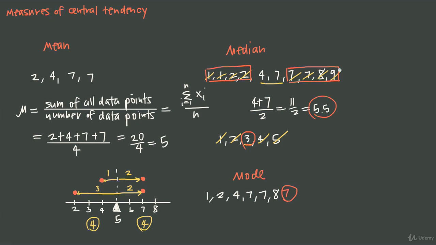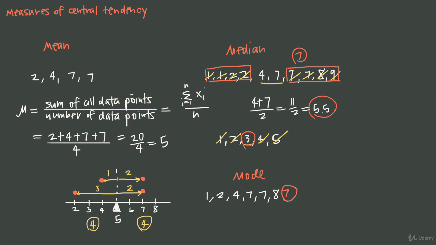In this data set up here that we used for the median, 1, 1, 2, 2, 4, 7, 7, 7, 8, 9, 7 would also be the mode of that data set because 7 occurs 3 times, whereas all of the other values only occur once or twice. 1 occurs twice, 2 occurs twice, 4 only occurs once, 8 and 9 both only occur once, 7 occurs 3 times, more than any other value in the set, so the mode there is also 7.